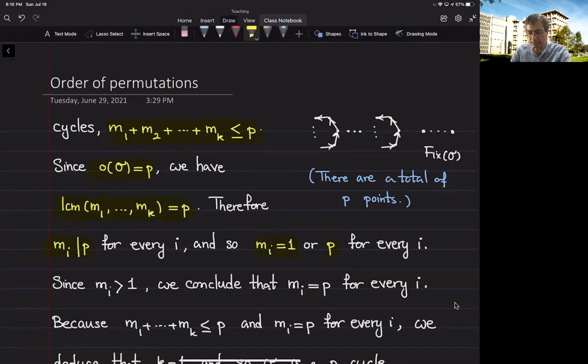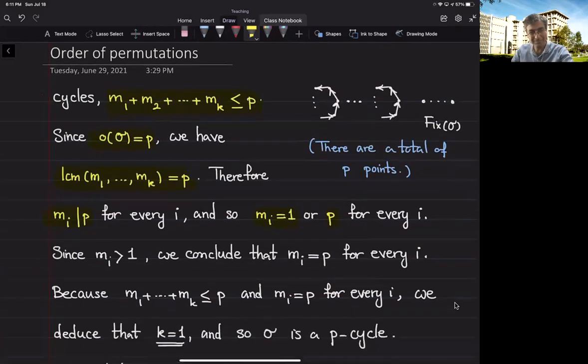But how can that be? Because their summation is supposed to be at most p. I cannot have k at least 2. In that case, I have p plus p, and that cannot be less than or equal to p. From there, I can deduce that there is only one cycle. k is 1.